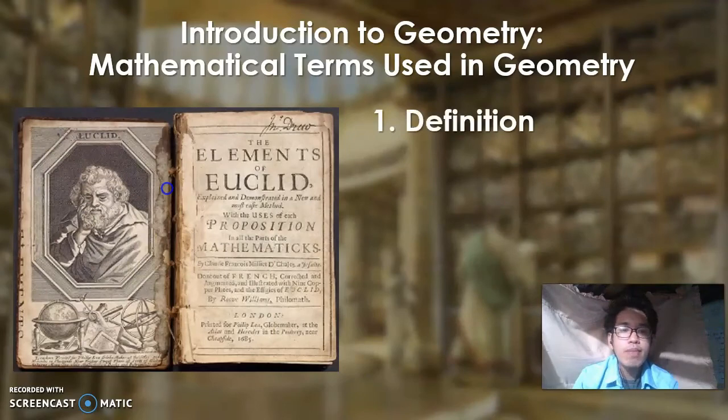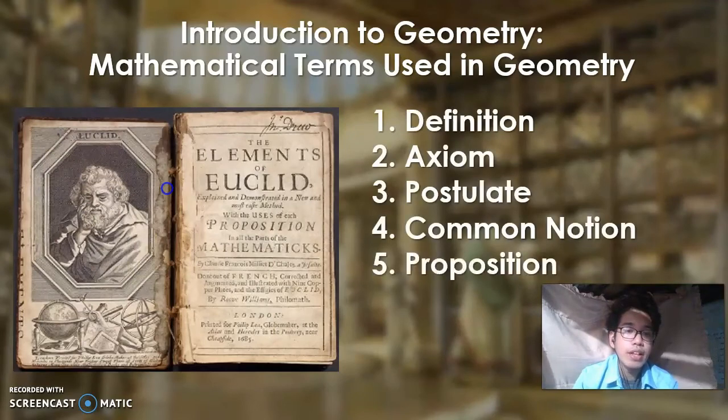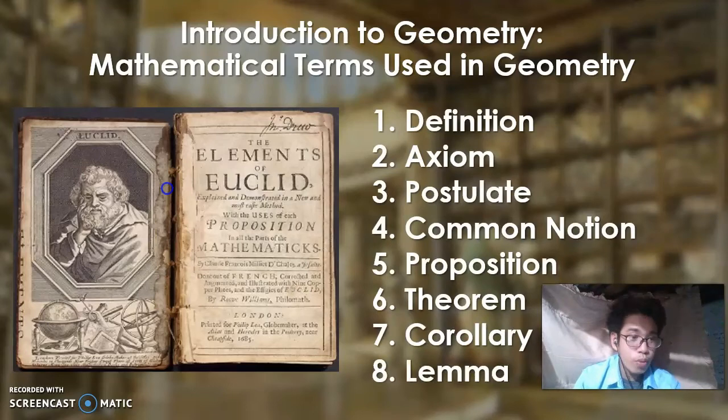Okay, so the mathematical terms that were used in the Elements. Remember what I said earlier, that the Elements by Euclid of Alexandria is the foundation of geometry itself. So in order to be a good foundation, it has to have solid or sound arguments. Always remember that mathematics uses logic, and in order for these arguments to be logical, they have to follow a specific sequence. Okay, so the sequence, we start off with definitions.